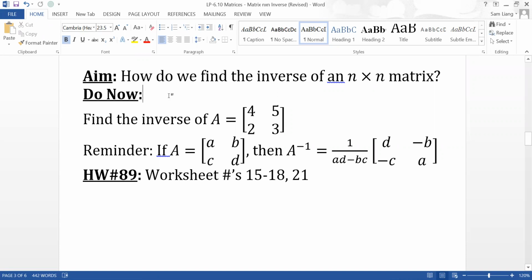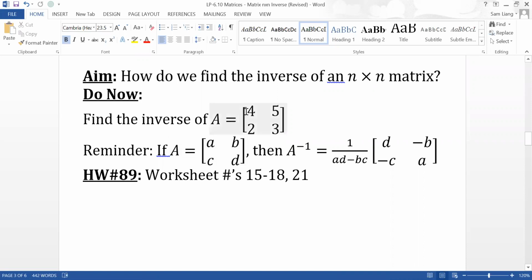For our lesson for today, we're going to look at the inverse of an n by n matrix. If you remember from our last lesson, we talked about the inverse of a 2 by 2 matrix. Today we'll look at how to find the inverse of a square matrix in general, for example, a 3 by 3. And for you to do now, it's a reminder of the formula that we saw for a 2 by 2.